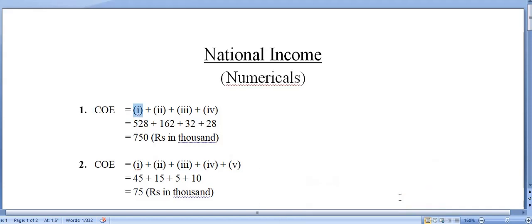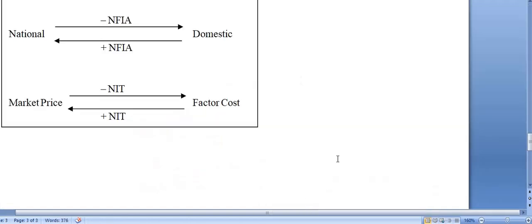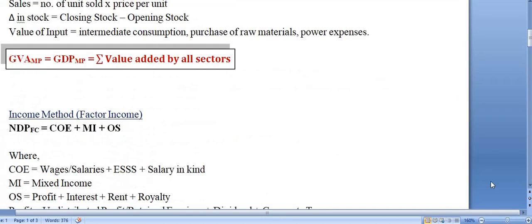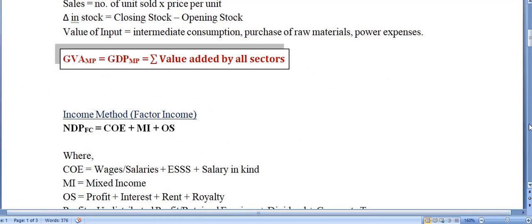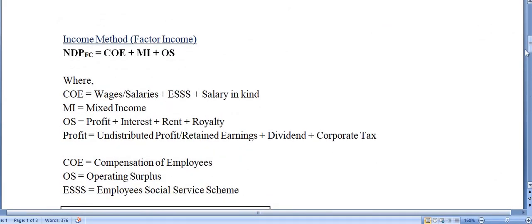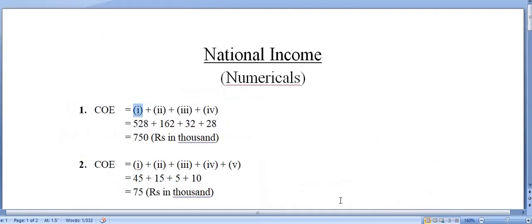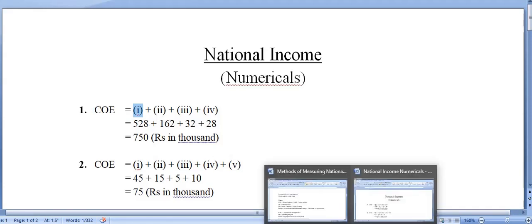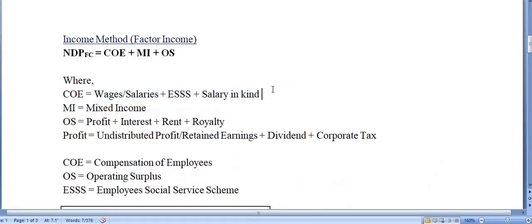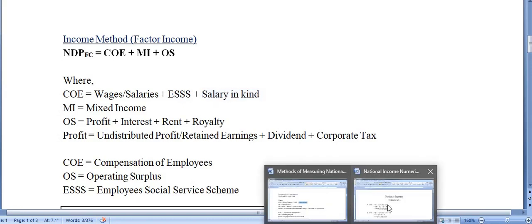Now let me take you to the formula. This is the income method, because in the income method we calculate the COE. Wages or salaries, okay, it is included. Now number two, value of free housing facilities. While explaining this in the video, I had said that free accommodation, this housing facility, is salary in kind. So this is to be included. Number two.